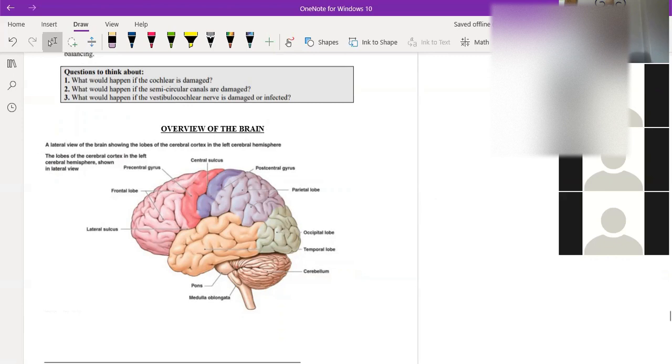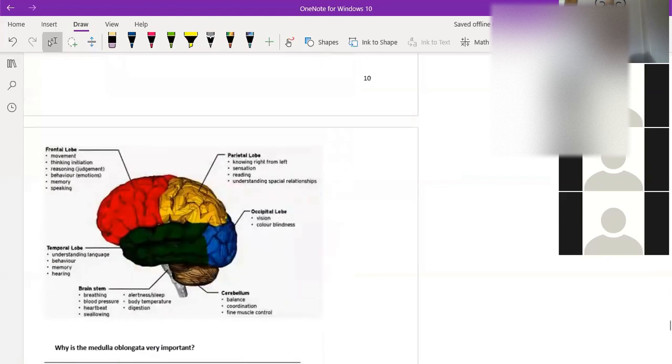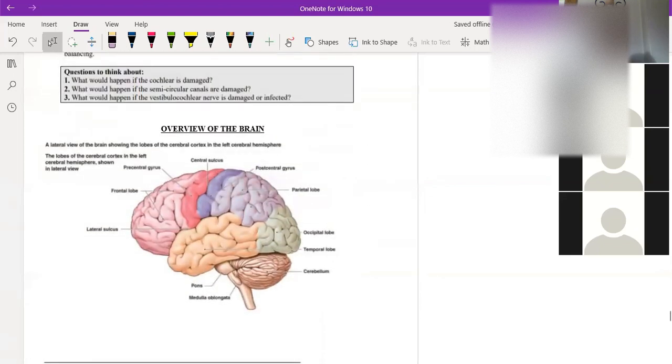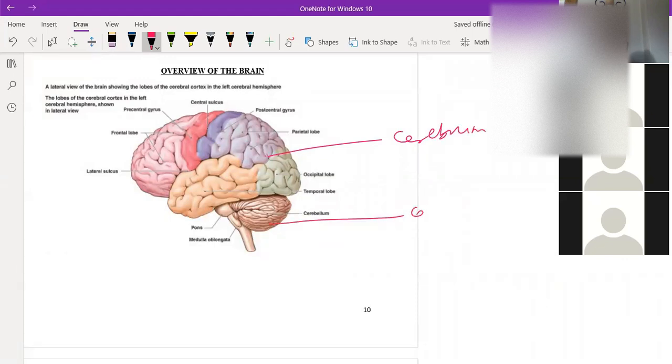Okay, and then finally for today, a quick look at the brain, an overview of the brain. So this is a quick diagram of the brain. Remember you have the cerebrum, this big part here. Then you have the cerebellum here.